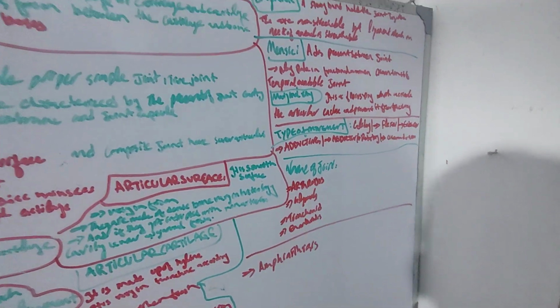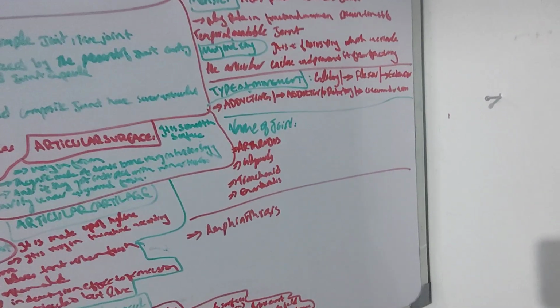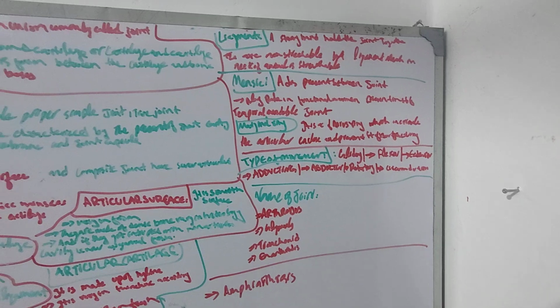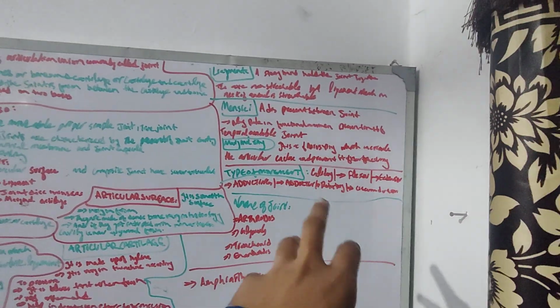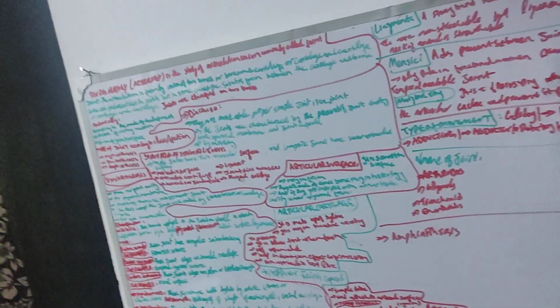Then we have circumduction. It doesn't include gliding, but it includes adduction, abduction, flexion and extension movements, like all our maxillary movements. And then we have rotation, like a ball and socket, like our arms properly rotate.